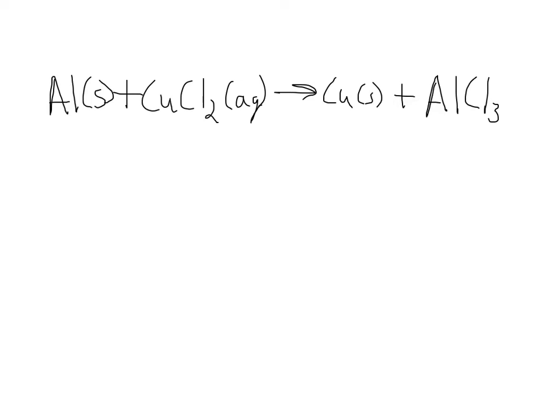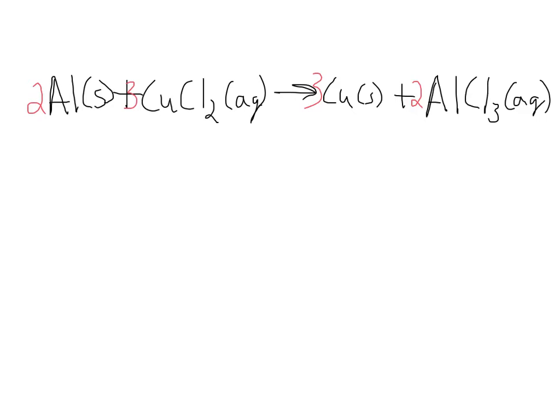Now we have to go balance it. Alright, aluminums are balanced, coppers are balanced. We have 2 chlorines and 3, so we need to put a 2 here and a 3 there. That'll change our coppers and our aluminums. So there's our complete balanced equation.